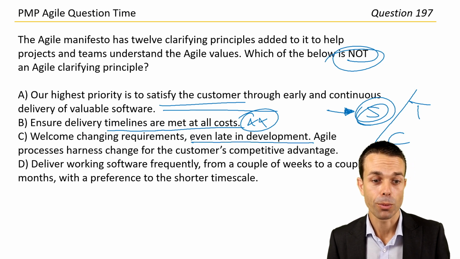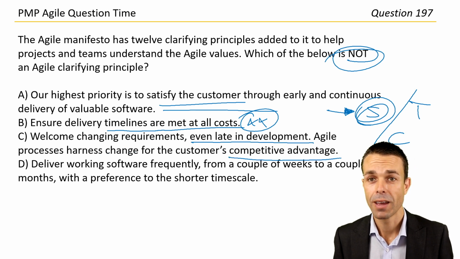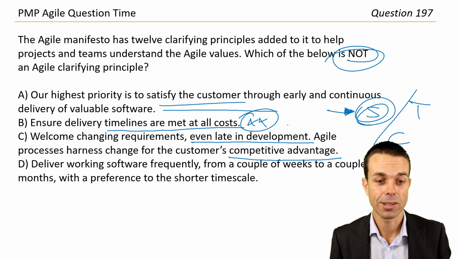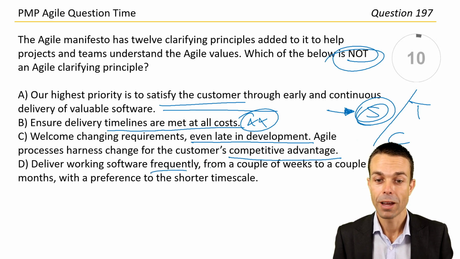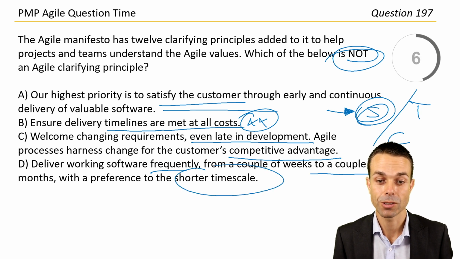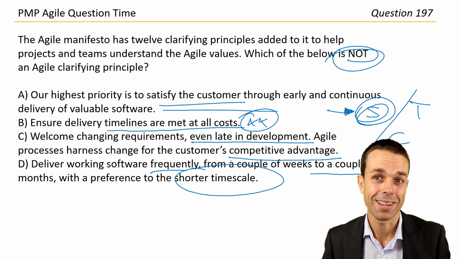In other words, the last two, just so that we know: welcome changing requirements, even late in development. Absolutely. Agile processes harness change for the customer's competitive advantage. We may need to adjust, and we need to be open to that. Lastly, deliver working software frequently, from a couple of weeks to a couple of months, with a preference to the shortest timescale, so we can gather that feedback. And those are the rest of our Agile Clarifying Principles. The one that we don't want is answer B.